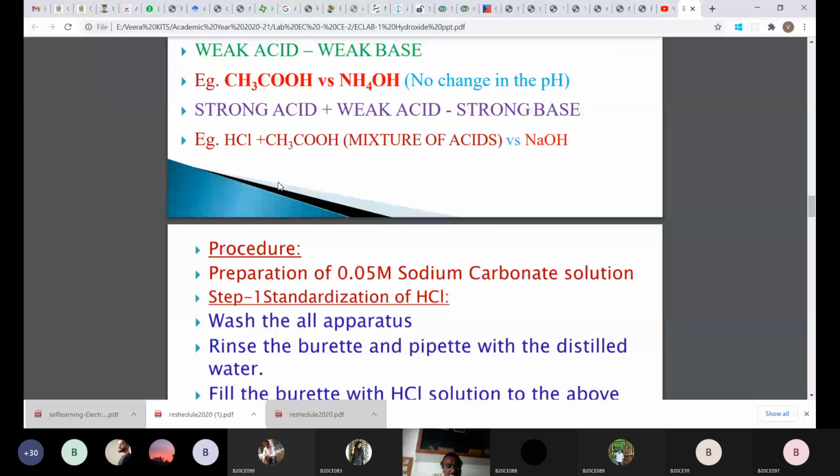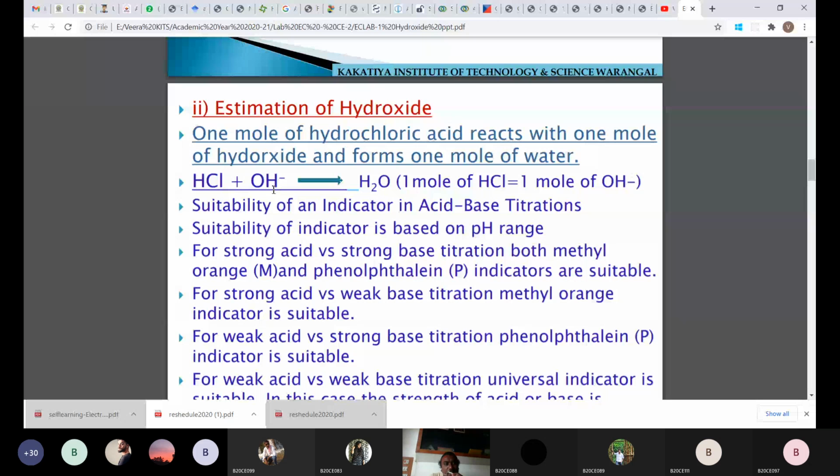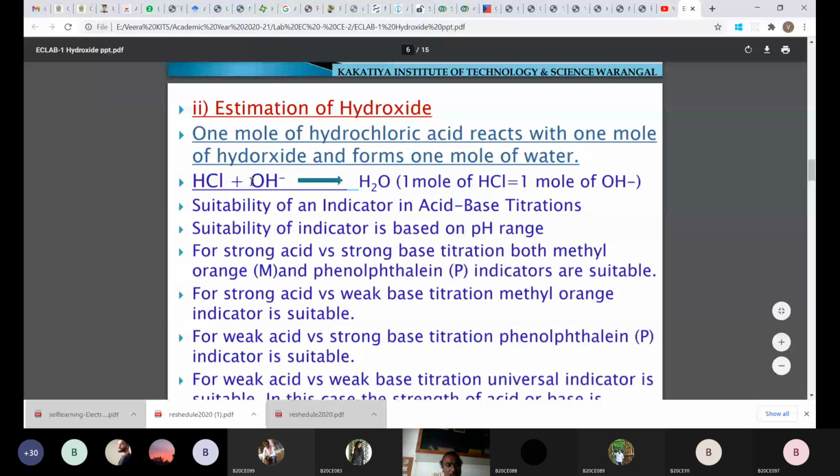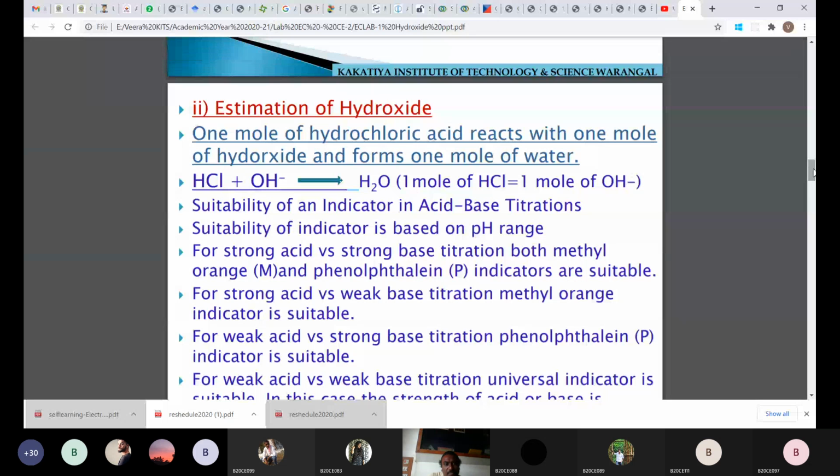Yes, so this is the equation for your second titration. HCl plus OH minus, the hydroxide ions, react and form water and chloride. For example, if you take NaOH, there must be NaCl formed as a salt, and then water. So that means 1 mole of HCl is equal to 1 mole of NaOH. 1 mole of HCl is required to react with 1 mole of NaOH. So that means N1 is 1, N2 is 1.